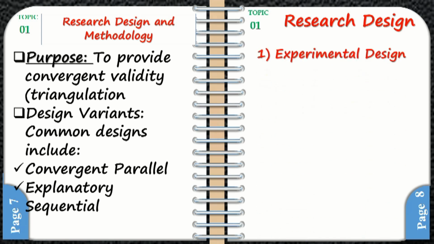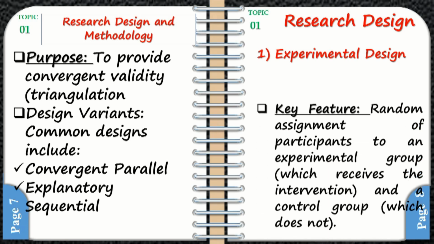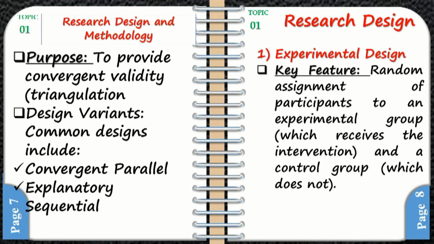The first design I have is experimental design. This is the gold standard for establishing the cause and effect relationship. It involves manipulating the independent variable and observing its effects on the dependent variable, sometimes called the outcome variable, while controlling for extraneous variables. The key feature in this is the random assignment of participants to an experimental group, which receives an intervention, and a control group, which does not.